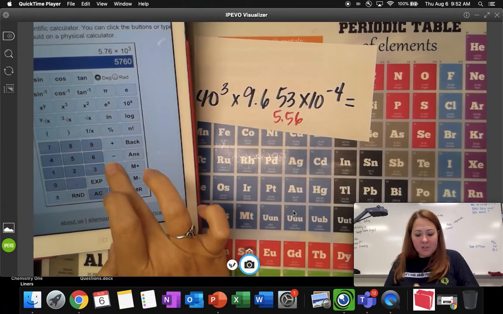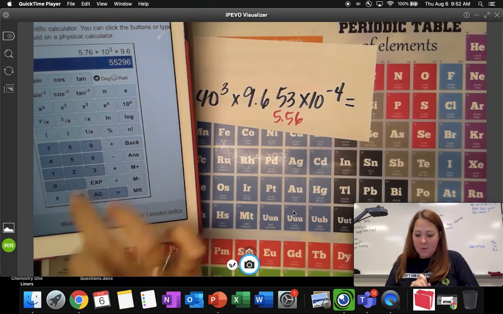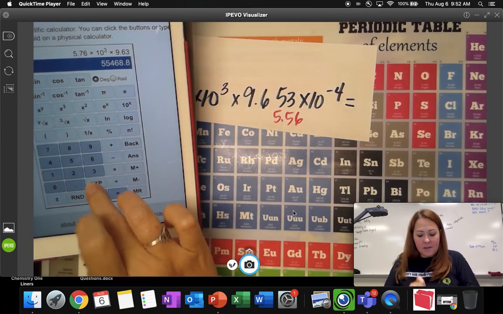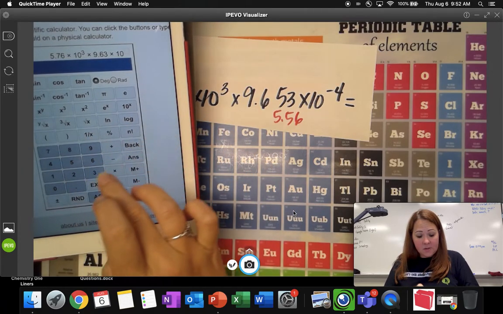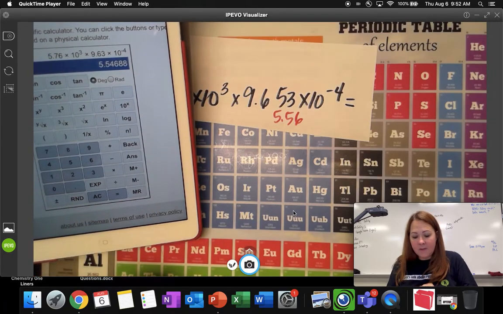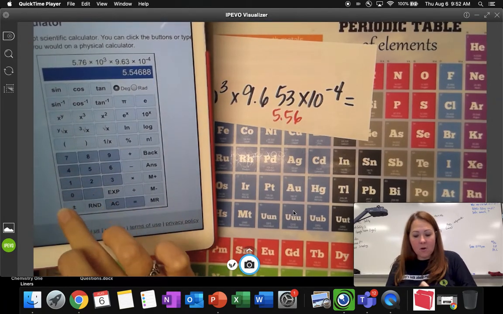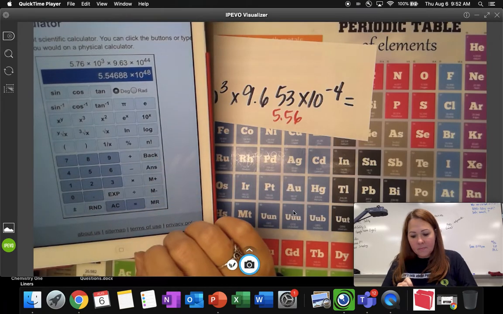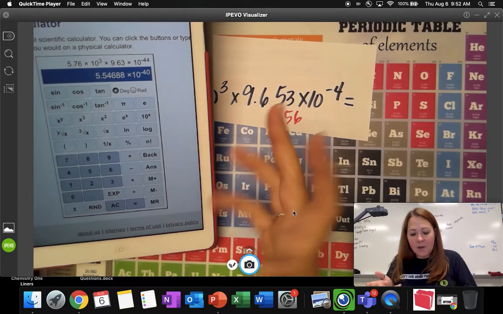And then I'm going to push times 9.653. And then EXP, negative, I don't know where that is on this one. Okay, so on this one we're going to have to push 4 and then hit negative. You're going to have to do that in a backwards order on this one. So I hit 4, negative. Uh-oh. Nope, I don't have the option to just delete one.